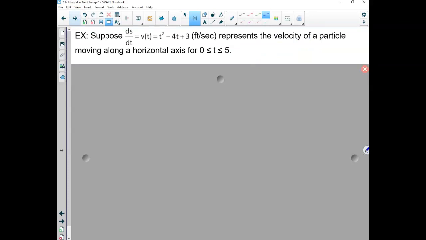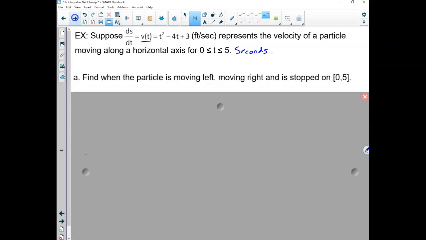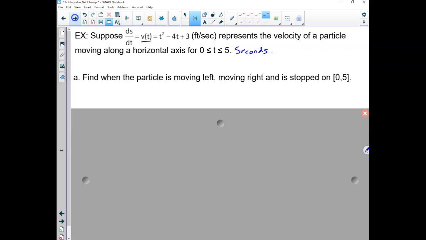Suppose ds/dt, the derivative of position with respect to time, better known as v of t, equals t squared minus 4t plus 3 feet per second. That's going to represent the velocity of a particle moving along the x-axis between 0 and 5 seconds. I should have had units on there, but I don't. Now, why are we back to this horizontal particle motion? Because I guarantee you're going to have one on your AP test on May 4th. So, find when the particle is moving left and when the particle is moving to the right.